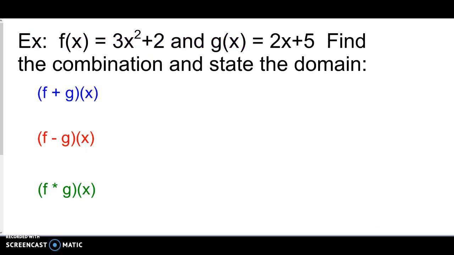So what better way than to start with an example? We have f of x equals 3x squared plus 2, and g of x is 2x plus 5. What I'd like you to do is combine them and state the domain. Go ahead and take a minute, put me on pause, and actually do that. Don't just copy what I'm writing, because you're not going to grow or learn from that. And after you combine them, don't forget to state the domain. Really think about it. Okay? Pause.